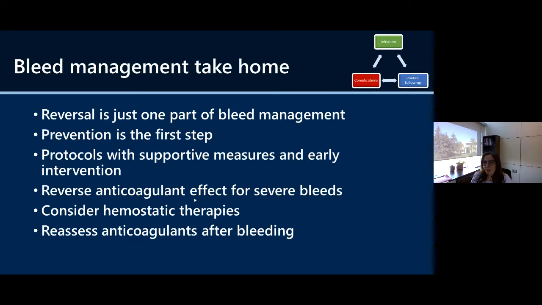Really, I hope I've convinced you that reversal is just one part of bleed management, that prevention is the first step, and that protocols are extremely valuable for acute bleeding. Reversal is really for severe bleeds, and then hemostatic therapies can also be given but may not reverse. And then finally, that anticoagulants need to be reassessed after bleeding, even if there isn't a decision, that's something that can be reassessed over time.